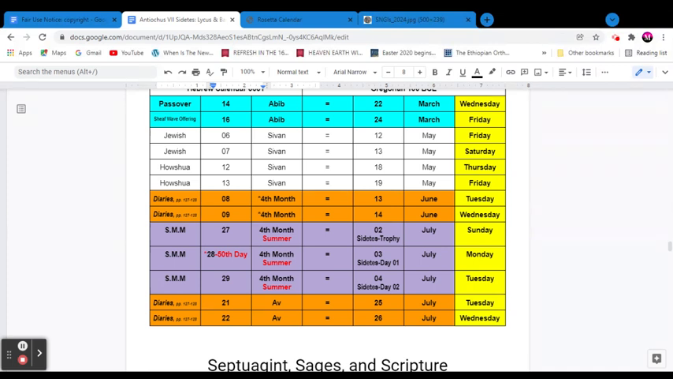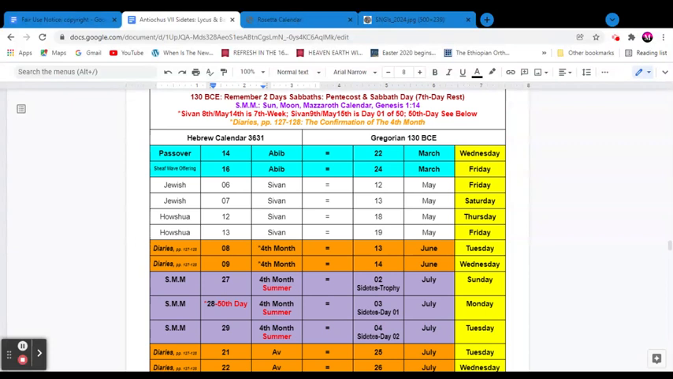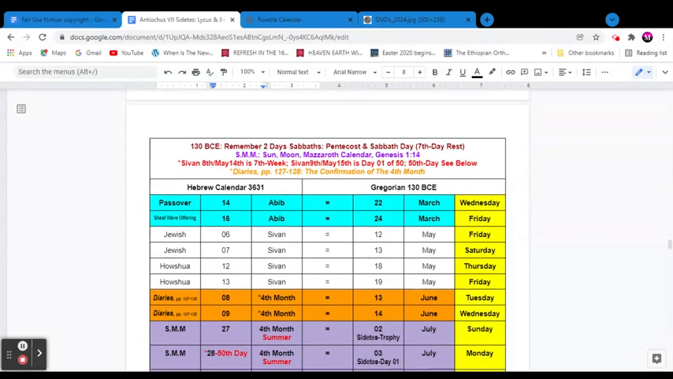Now for your sheaf wave offering day, okay, I ought to explain how we got that. When I plug that in, all you got to do is simple math. We know that's on the 16th day of the 1st month. So 16 minus 14 is 2, right? That's if you didn't want to go back to the calculator. So the date is going to fall in March. We add 2 to 22, we get 24, and it will fall on a Friday. Very important. We're going to write all this information down.